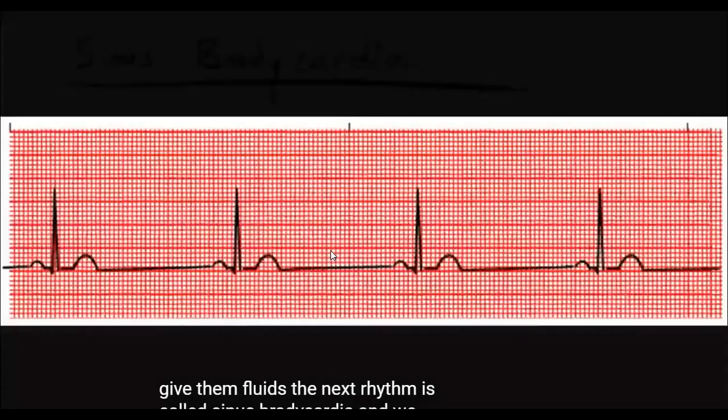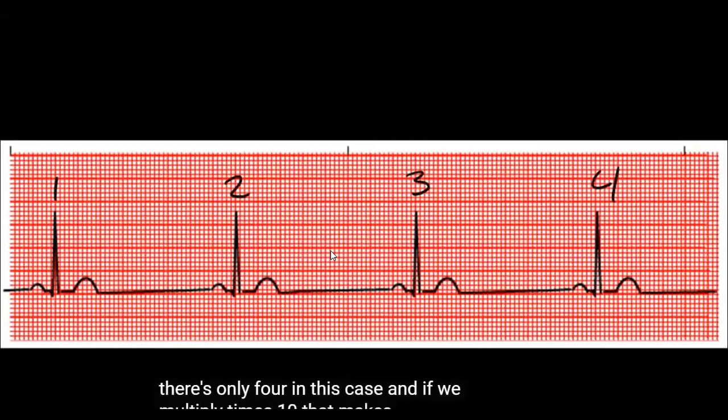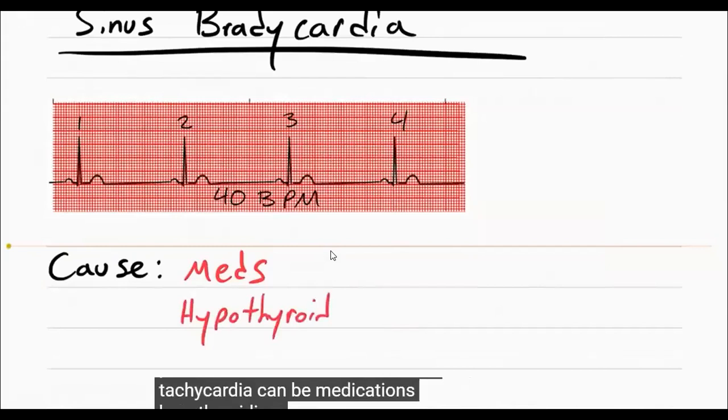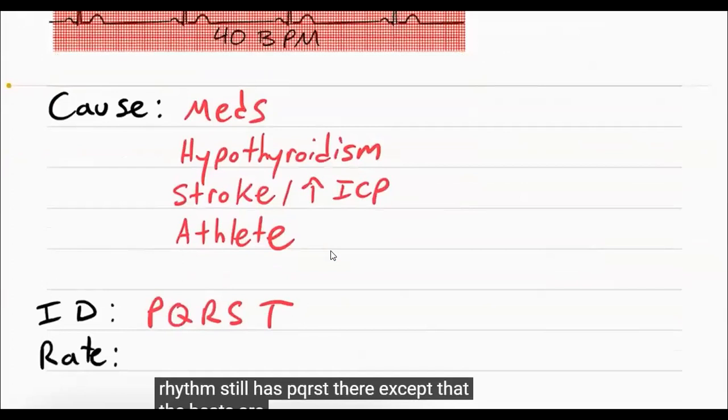And when you take a look at the rhythm, we see that PQRST is all there, but there's less of them. There's only 4 in this case. And if we multiply times 10, that makes 40 beats per minute. Now, what causes sinus bradycardia can be medications, hypothyroidism, stroke, increase in intracranial pressure, which we'll discuss later, and being an athlete. This rhythm still has PQRST there, except that the beats are less than 60 beats per minute.